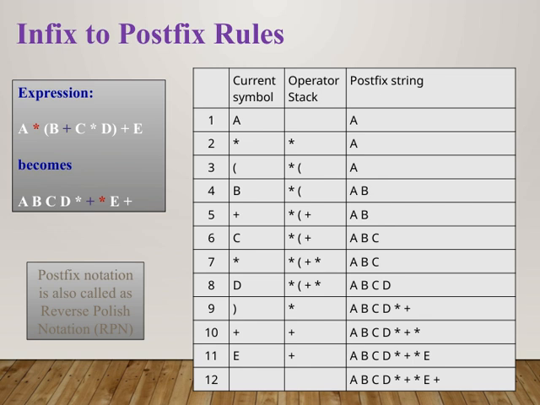The closing parenthesis indicates that we should pop all operators until we encounter the matching open parenthesis. So, we pop the multiplication operator for c and d, appending it to our postfix string. After that, we add the plus operator outside the parentheses, which is now on top of the stack, to the postfix expression. Finally, we process the e, add it to the output, and then pop the remaining operators from the stack, which results in the complete postfix notation, a b c d times plus e plus.